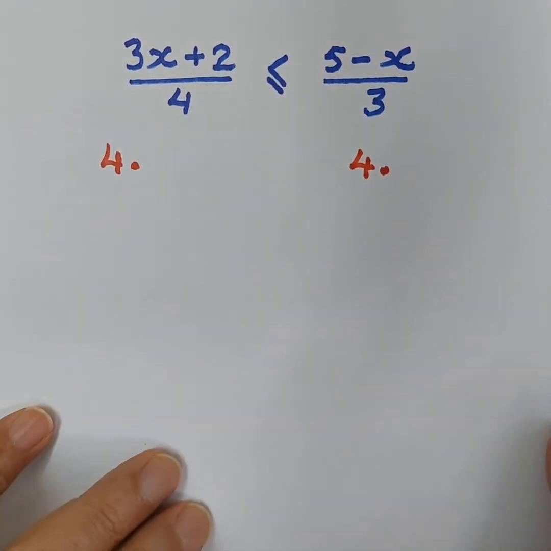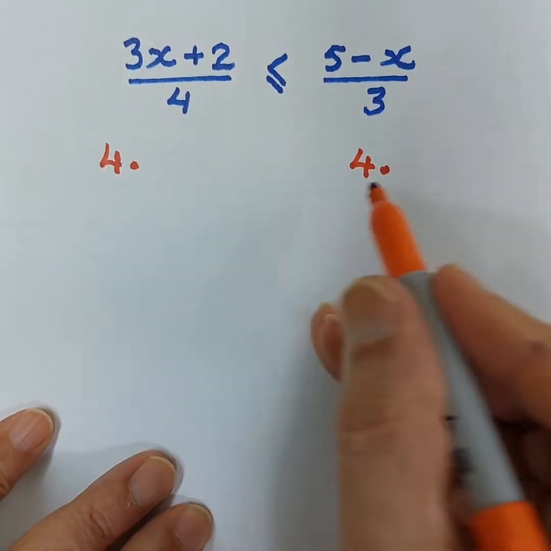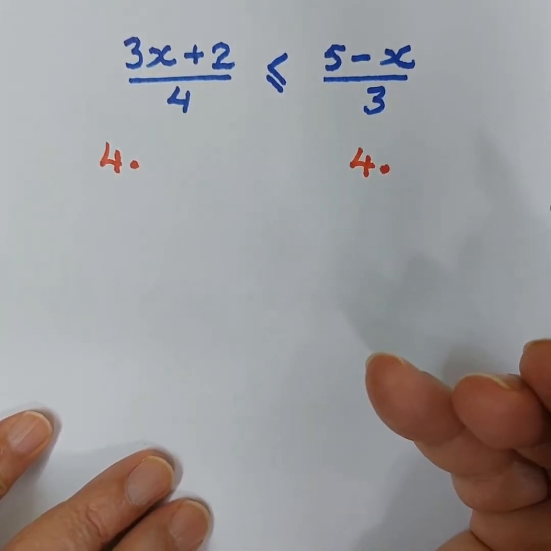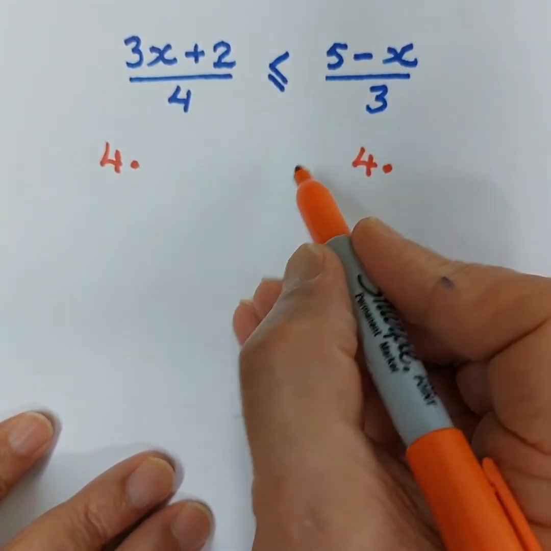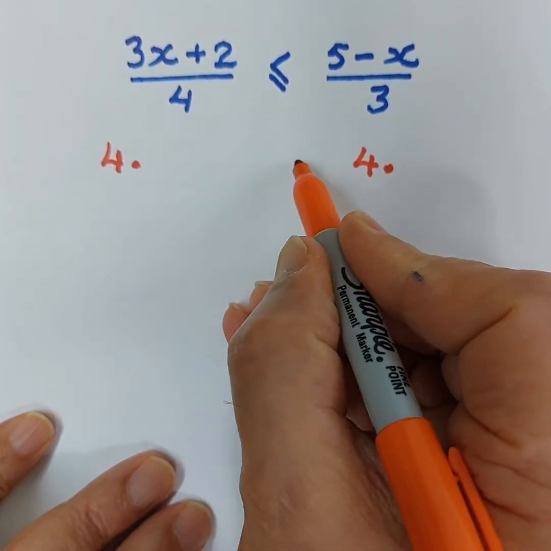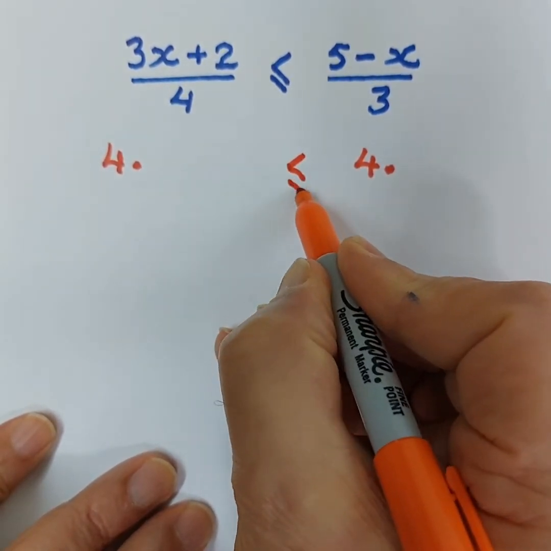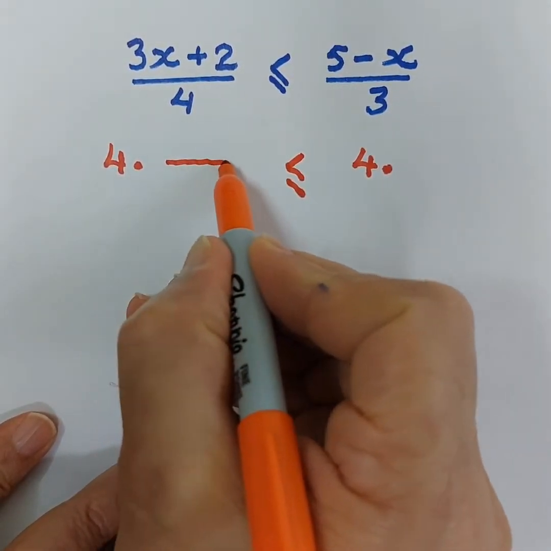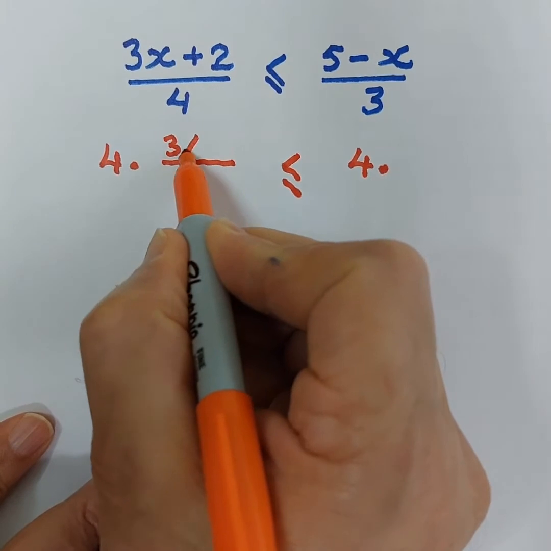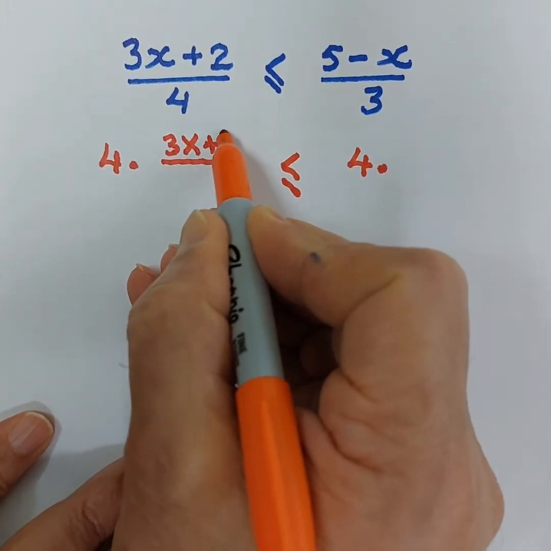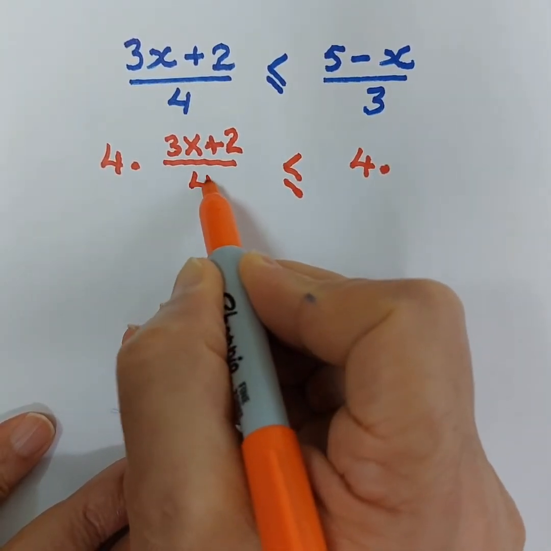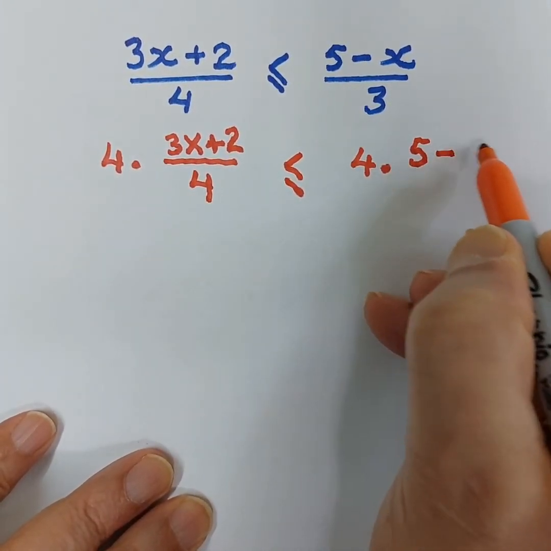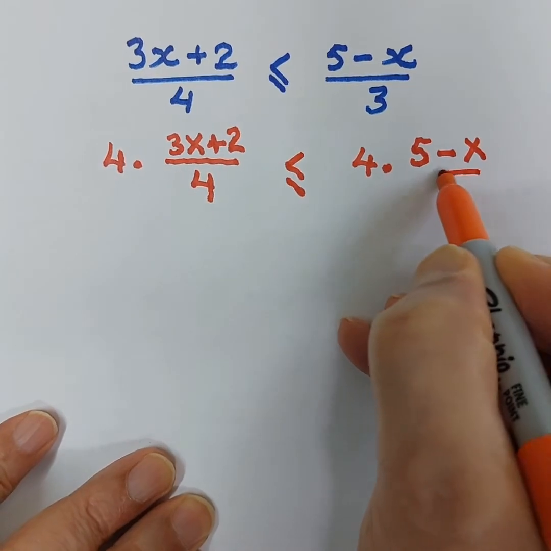And multiplying by the positive number 4 is positive, as you see. It will not change the sign of inequality. That means this sign will stay without change. Here we have 3x plus 2 divided by 4. And here we have 5 minus x divided by 3.